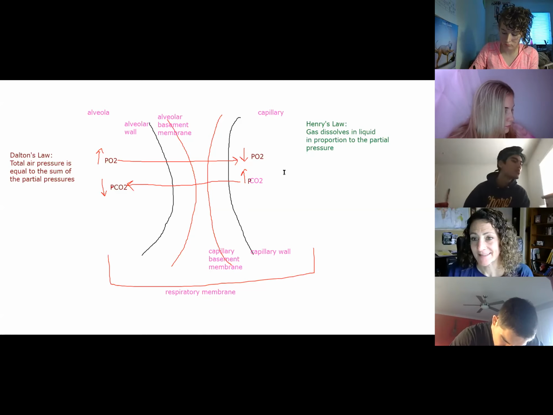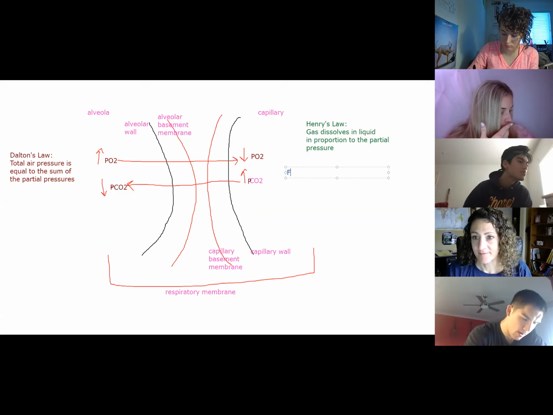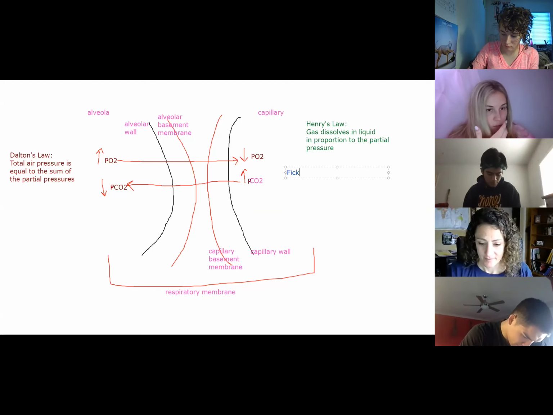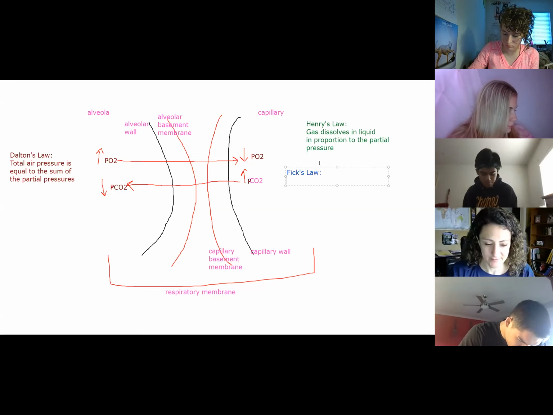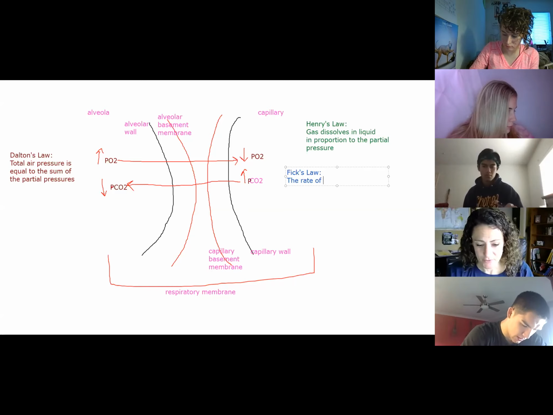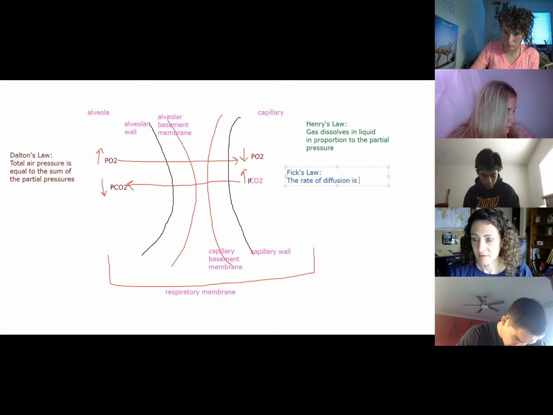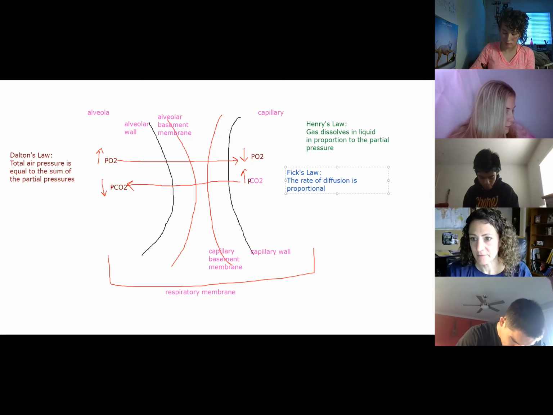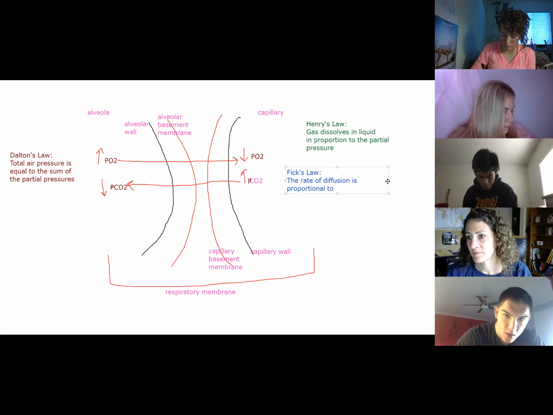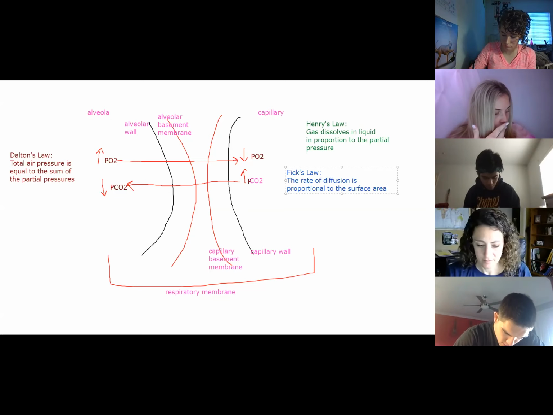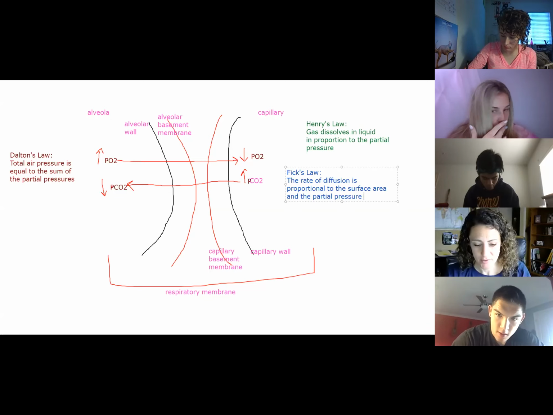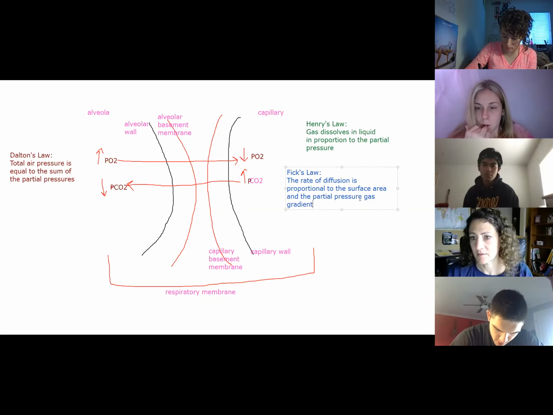And this one's my favorite. Fick's Law. I'm gonna write it out for you first and then we will talk about what it means. Fick's Law says, the rate of diffusion is proportional to the surface area and the partial pressure gradient.